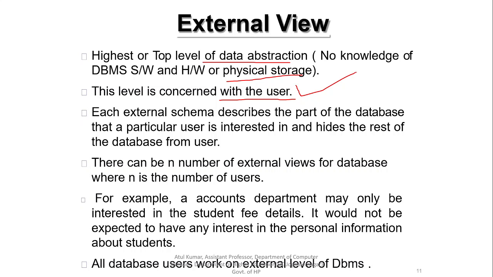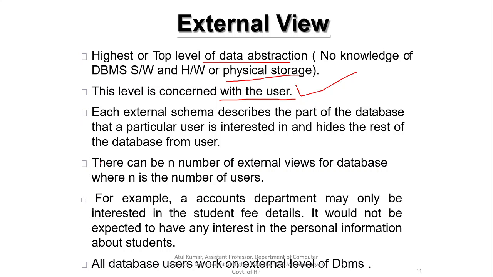The external view describes the part of the database that a particular user is interested in and hides the rest of the database. For example, in the case of a university, the accounts department is only interested in student fee details. Other important details of students like marks and examination will be hidden from the accounts department. Personal information is also hidden from the accounts department.